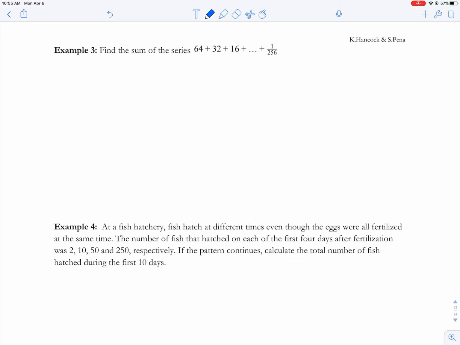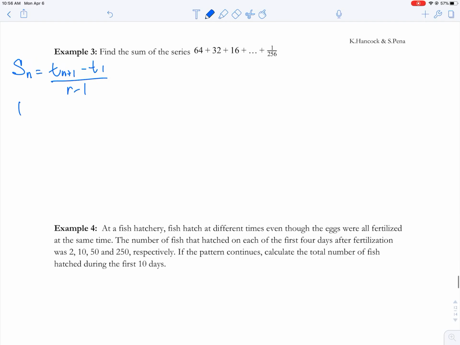Example 3. They don't tell us which formula to use here, but they ask us to find the sum of the series. They give us our last term. So since they give us our first and our last, we're going to use that second formula. And that second formula, a reminder, was Sn equals Tn plus 1 minus T1 over R minus 1. Our first term is 64. So T1 equals 64. R equals T2 over T1, which is 32 over 64. We get that our R is 1/2.